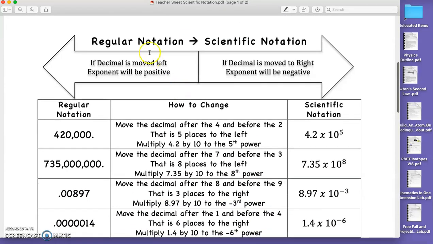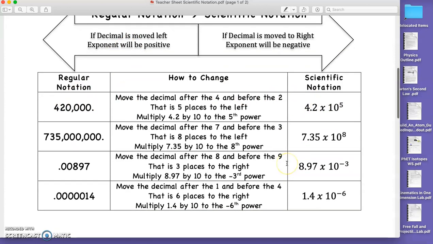So let's say we have regular and we want to go to scientific. If the decimal is moved left, the exponent will be positive. If the decimal is moved to the right, the exponent will be negative. So let's look here. My decimal starts here in regular notation. I want to move it to the left to get it right here between the 4 and the 2. So I move it 1, 2, 3, 4, 5. Since I'm moving to the left, it'll be positive, and it's 4.2 times 10 to the 5th.